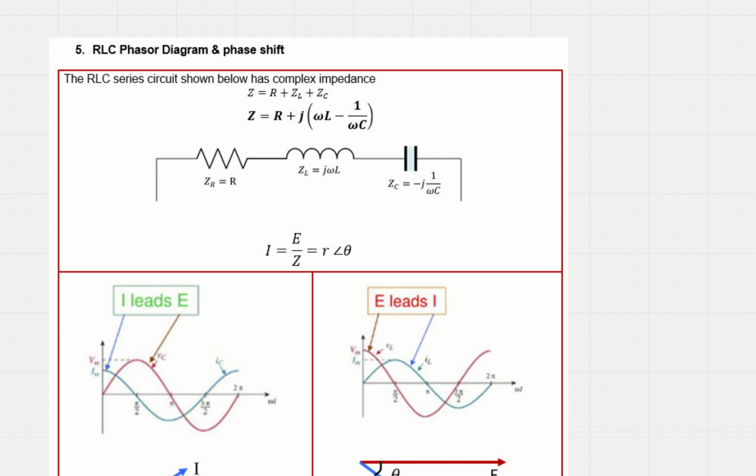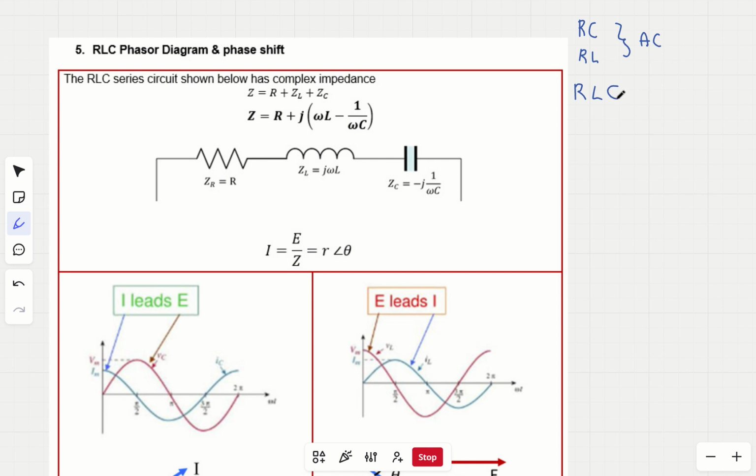In this section, we will learn about RLC phasor diagram and phase shift. In the previous sections, we analyzed the RC and RL circuit with AC power supply. In general, we can have a circuit with all three components, R, L, and C.